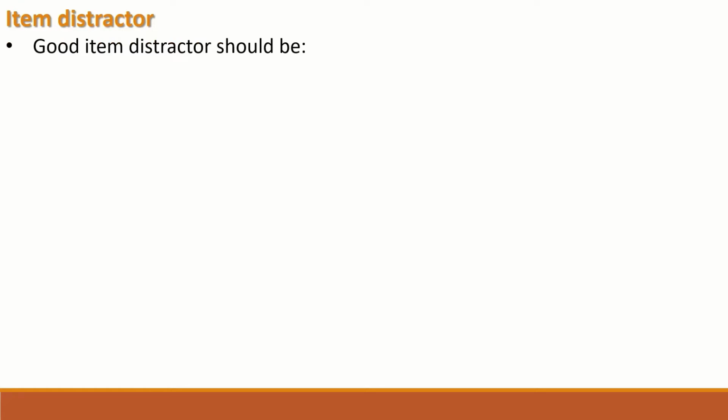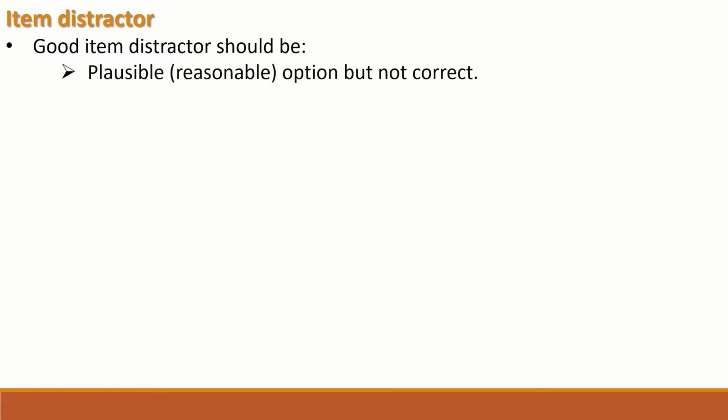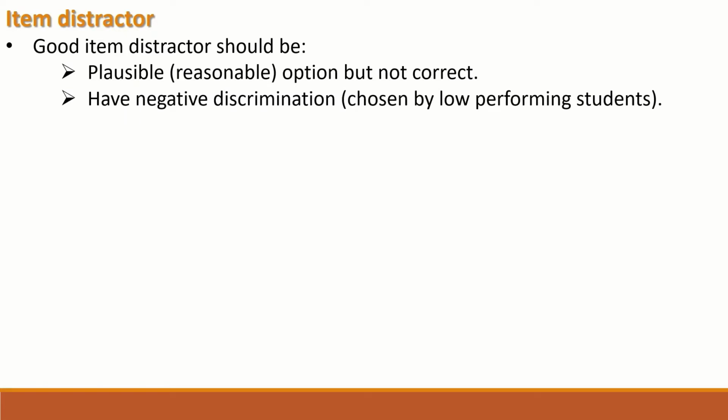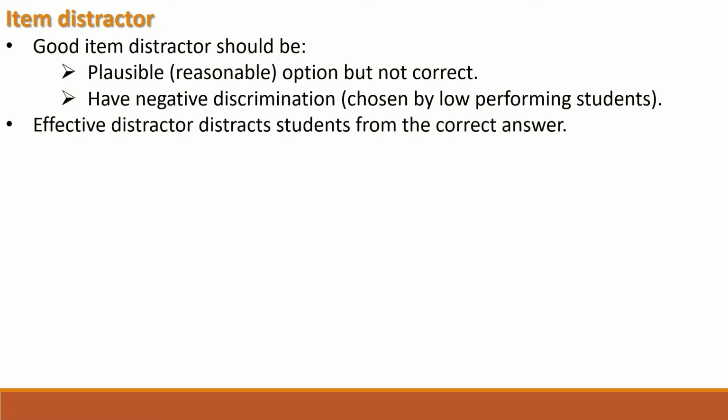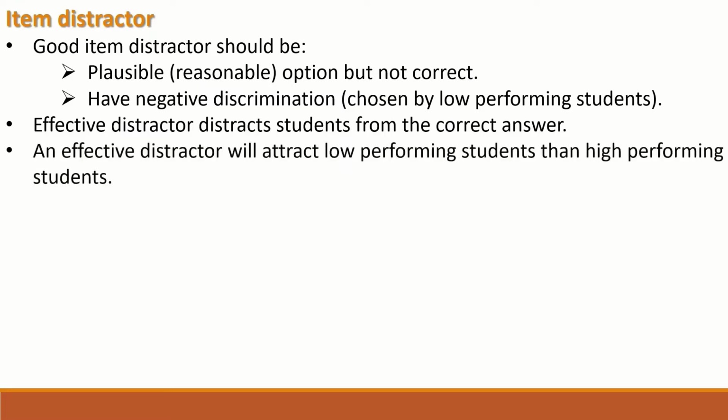A good item distractor should be plausible, i.e. a reasonable option, but not correct. It should have negative discrimination, i.e. be chosen by low-performing students. An effective distractor will distract the student from the correct answer and will attract low-performing students more than high-performing students.